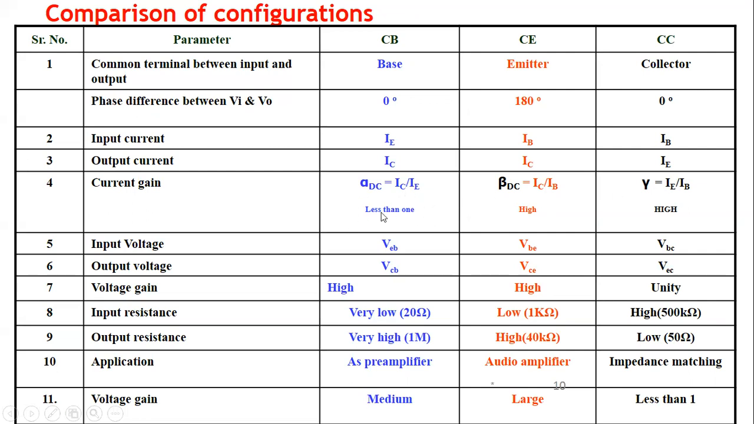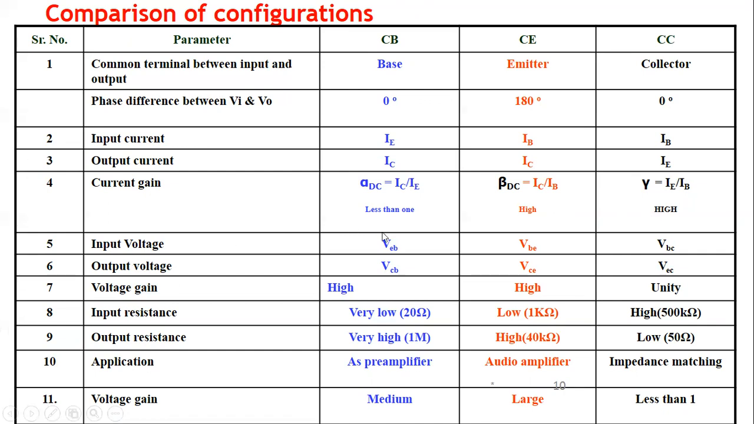So in the case of common base configuration, the gain is less than one. While in the case of common emitter configuration, the gain beta is going to be high, right? And in the case of common collector, it is going to be very high. Okay, that we have to remember, right?